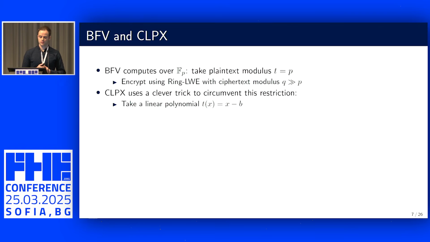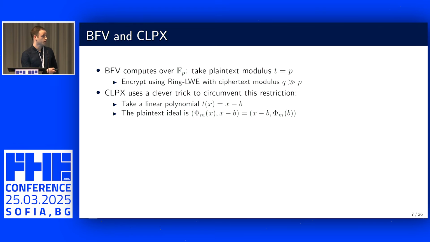Now, CLPX circumvents the problem of having a ciphertext modulus that needs to be greater than p via a clever trick. What they do is they take as the plaintext modulus not an integer, but a linear polynomial x minus b. Because of this, the shape of the plaintext ideal can be simplified. Since x minus b is in our ideal, we actually have that x is equal to b. So we can as well replace x with b everywhere.